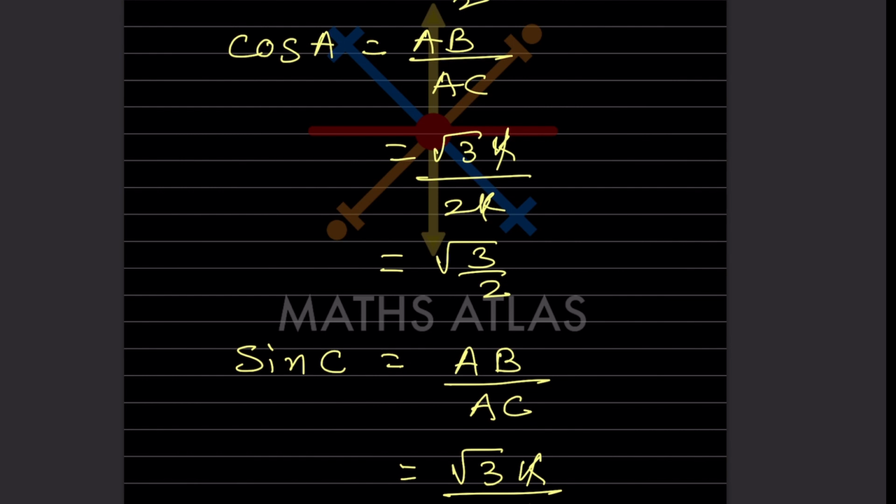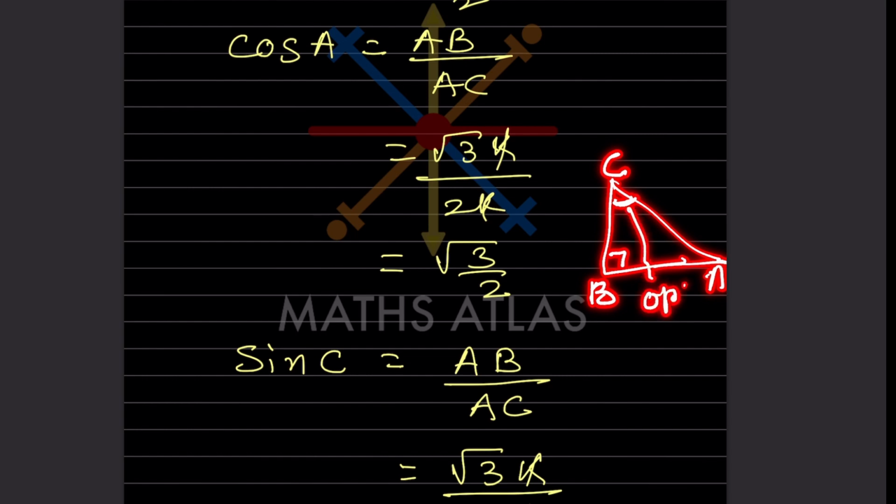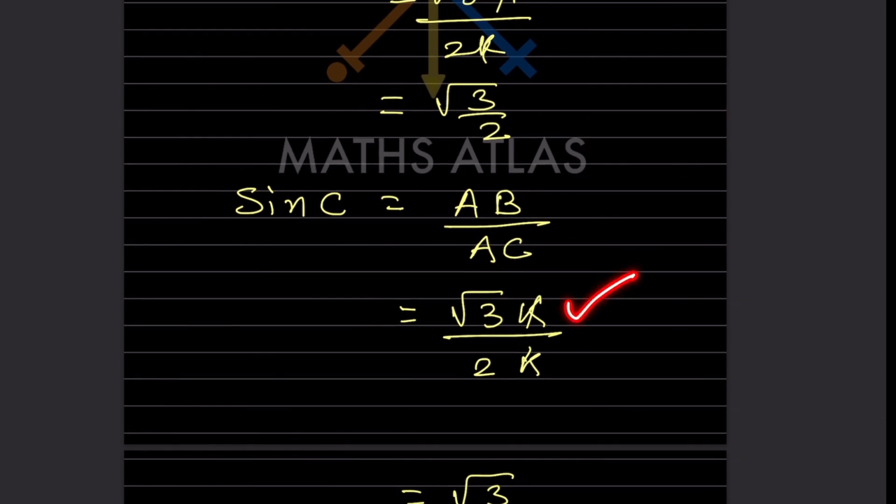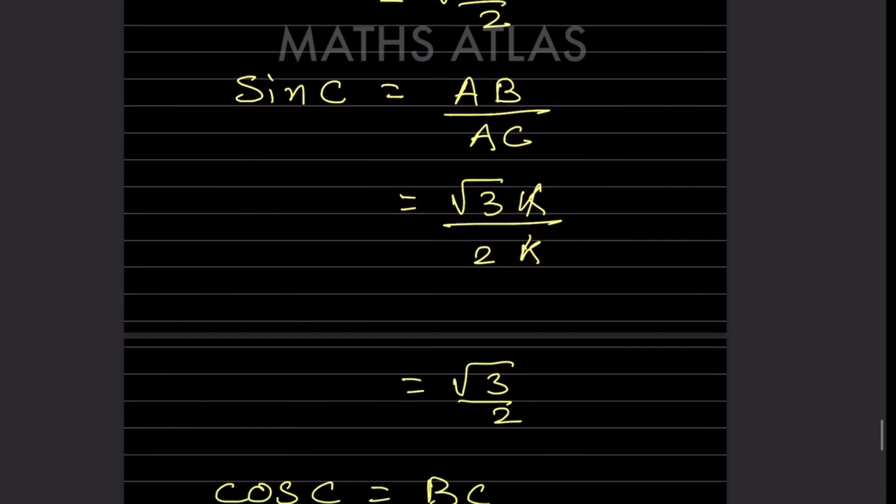Now sine C. Again here, I will draw the diagram. This is B, this is A, and this is C. Sine C means this one. C is here, so this is the opposite side, this will be the adjacent, and of course the hypotenuse doesn't change. So sine is what? Opposite by, sorry, by hypotenuse. So opposite is AB, and the hypotenuse is AC. Now we know the value of AB, that is root 3K, and AC is 2K. We have done those values, you can just scroll and see. So again we got root 3 by 2.